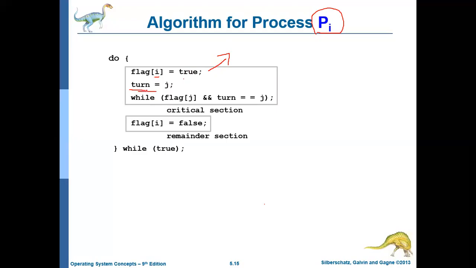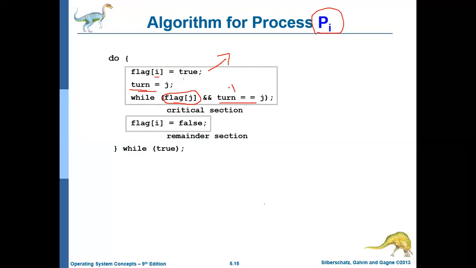So it is making turn j, and then it is executing this while loop: while flag of j. Flag of i is true, that we know because the ith process has made it true. But what flag of j is, we don't know. If flag of j is true and turn is equal to j, that we know.